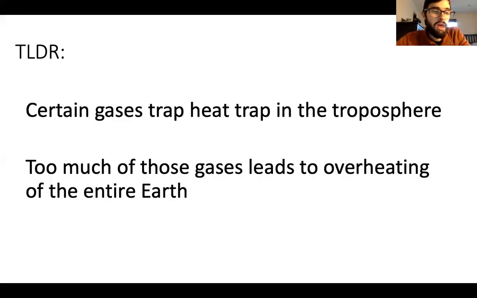And to put it into words in the simplest form I can, some gases trap heat in the troposphere, in the atmosphere, and too much of those gases is going to cause the Earth to overheat, right? If you have too many blankets on, you're going to get too hot. It's that simple, right? The gases are like the blankets, and the heat is the Earth's heat that it's releasing. The infrared radiation is a lot like your body heat.